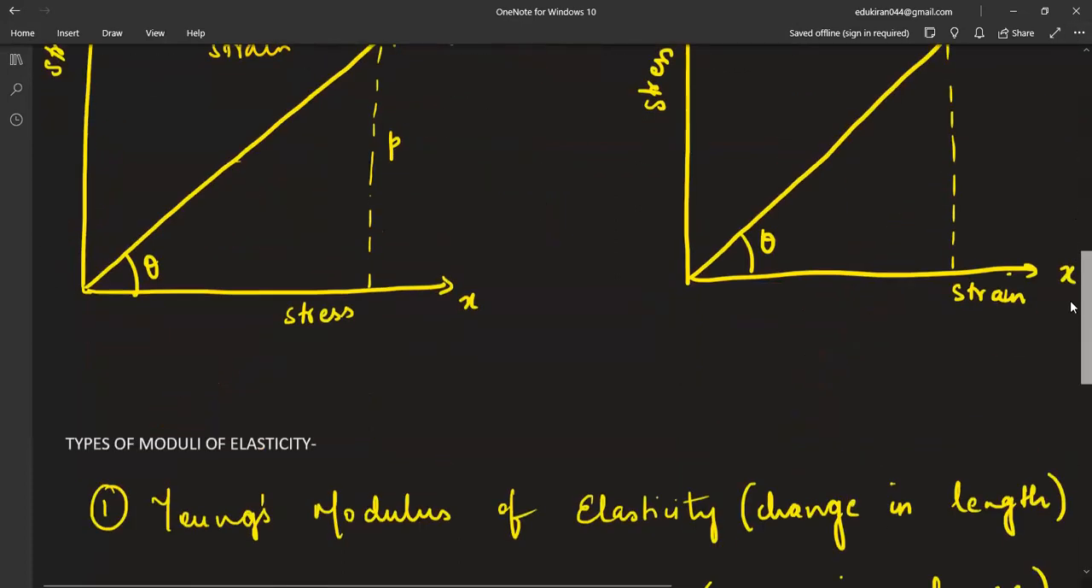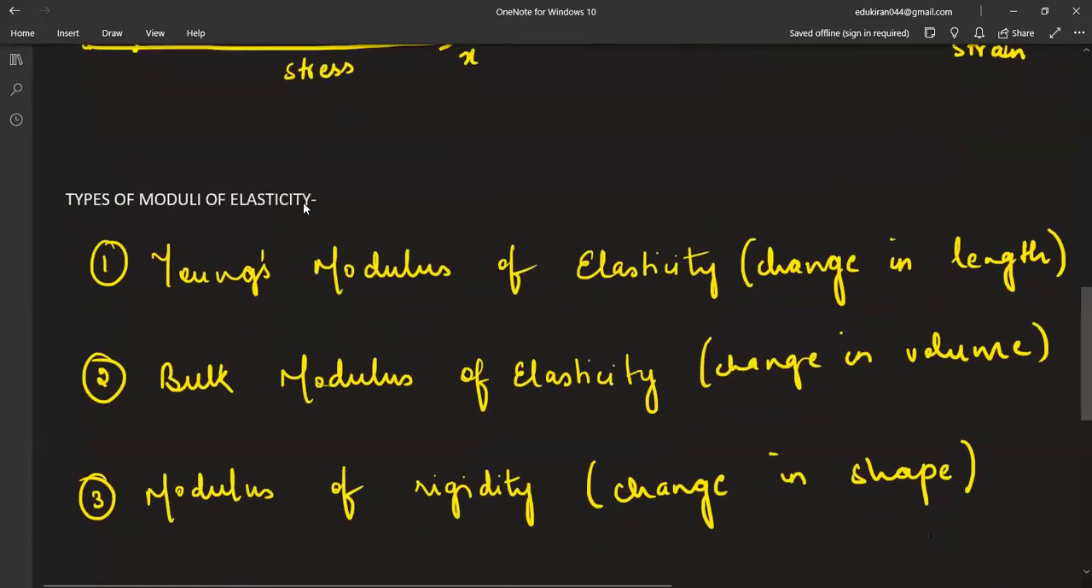Now see, depending upon the types of deformities, what have we studied? There were different types of deformities, right? So different types of deformities produced different types of stress and strain. When there was a change, one component was there which was change in length, one component was there change in force, one component was there which was change in volume, right?